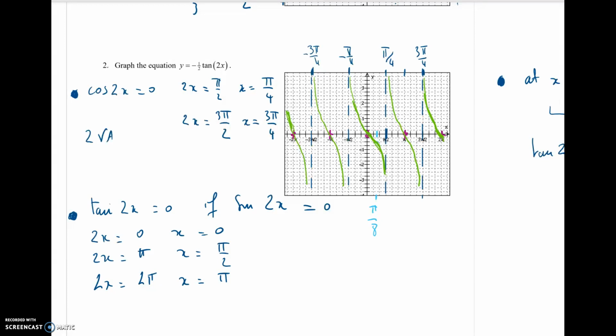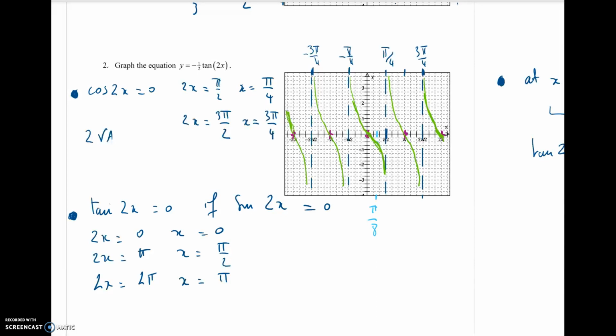We have a tangent. The denominator is cosine. So with cosine 2x equals 0, we define the asymptote. And then we are going to define the 0 of your function. We're looking for the value of the angle that makes your sine equal to 0, because the only way that tangent 2x equals 0 is if the numerator is equal to 0, and the numerator of the tangent is sine.